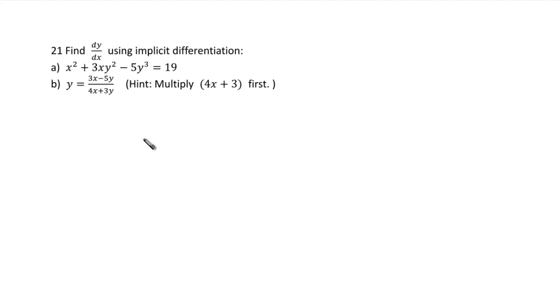Find dy/dx using implicit differentiation. So you have x squared plus 3xy squared minus 5y cubed equals 19. Now one way to do this would be to solve this equation for y, but that's nearly impossible. It's very, very hard to solve this for y. That's why we have to use implicit differentiation, which means you pretend that you know what y is.